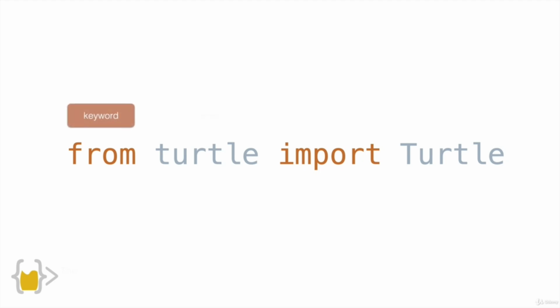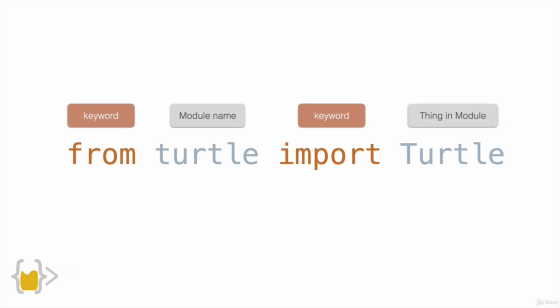And this code is, again, pretty simple. We have the keyword from, we have the keyword import, we have the module name, and also the thing in the module that we want to import.